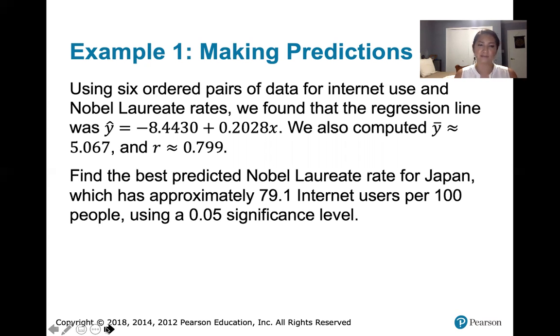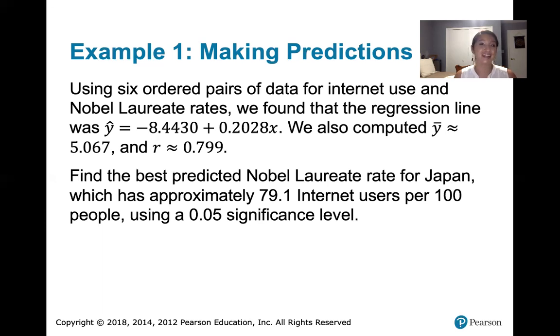Given all that, the question says, find the best predicted Nobel Laureate rate for Japan, which has approximately 79.1 internet users per 100 people. And we want to do this using a 0.05 significance level. Now it's really tempting to just go ahead and plug in 79.1 into that equation. Just plug this in for x and see what y is. Don't do it. You need to check and see if there's evidence of a linear correlation first.